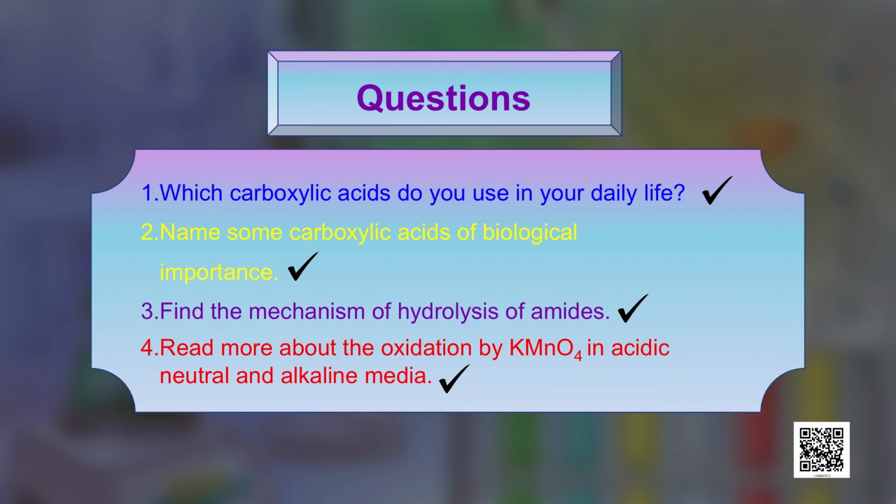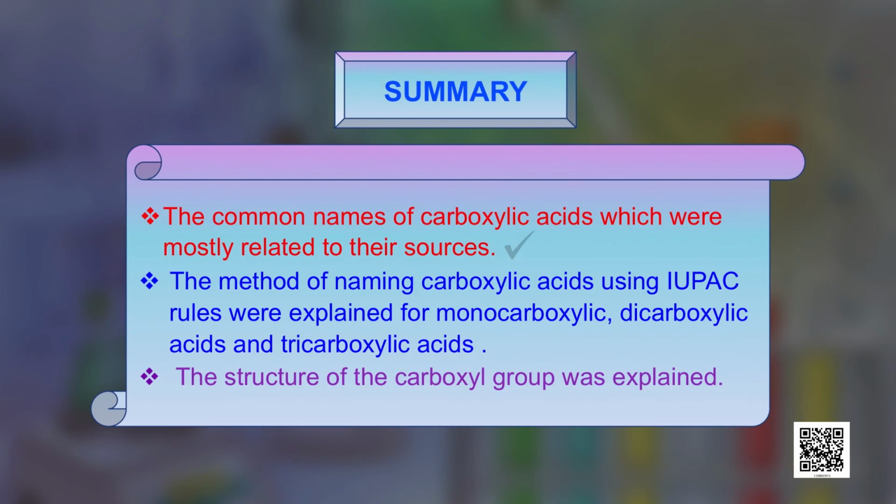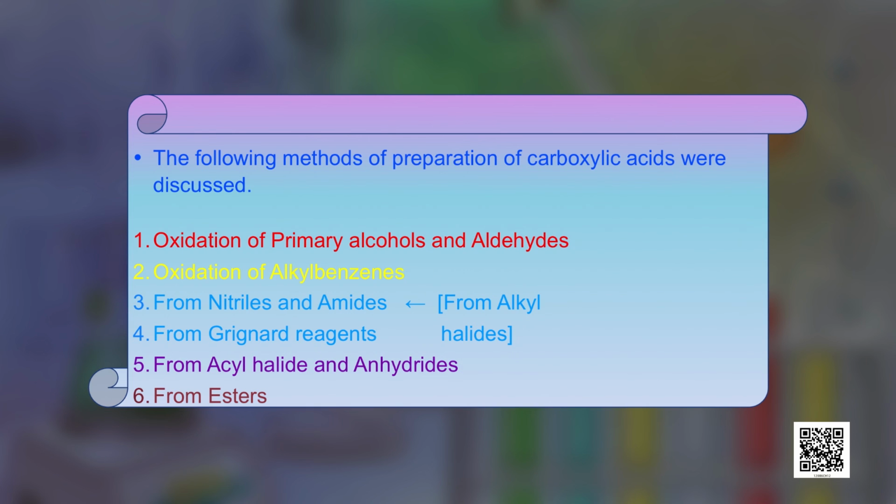And it will be good to revise by summing up the important points which we have learnt in this program. The common names of carboxylic acids can be related to their sources. The method of naming carboxylic acids using IUPAC rules was explained here for monocarboxylic acids, dicarboxylic acids and tricarboxylic acids. The structure of the carboxyl group was explained. We also discussed the following methods of preparation of carboxylic acids.